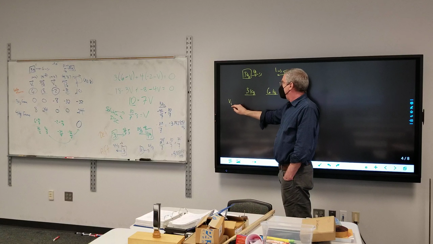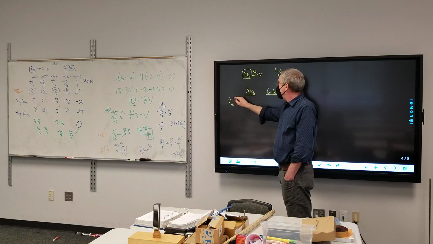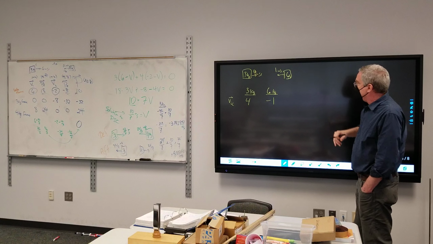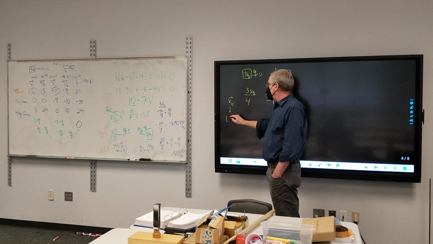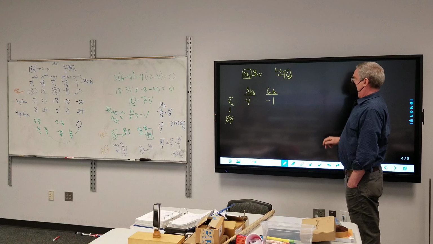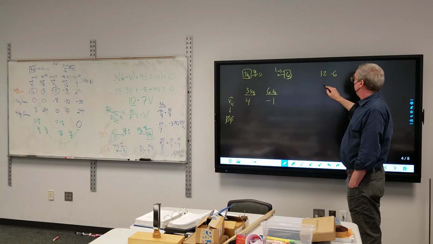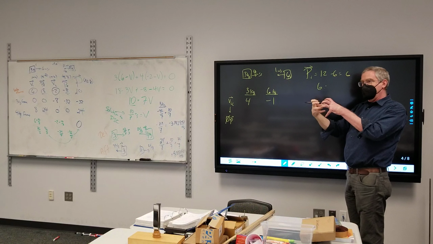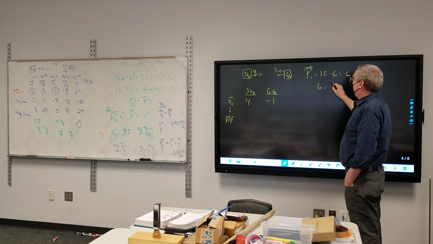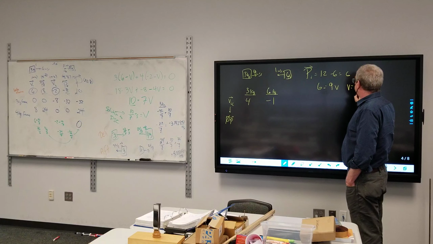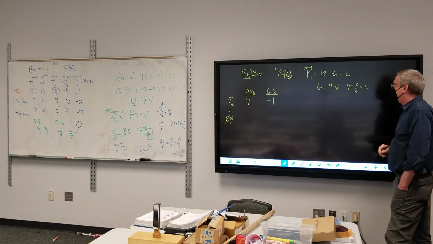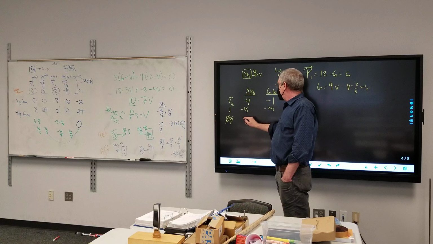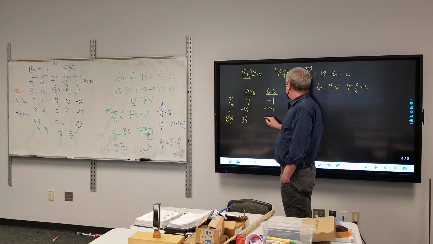My initial velocity in the lab frame, so I'll just put a little L for lab frame, 4, -1. I need to shift out of that frame. I want to go to the zero momentum frame. Well, my total momentum is 12 minus 6. And that's going to be equal to, well, perfectly inelastic collision, they stick together, so that's going to be equal to 9V. V is 2/3 meters per second. So I'm going to subtract 2/3 from each solution. So this is 3 1/3, and this is -1 2/3.